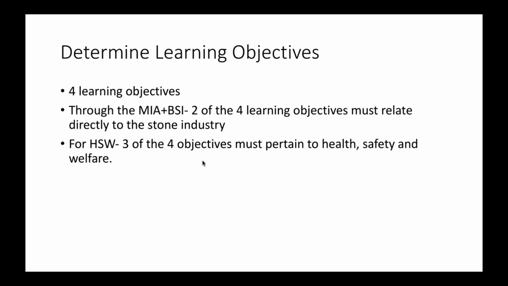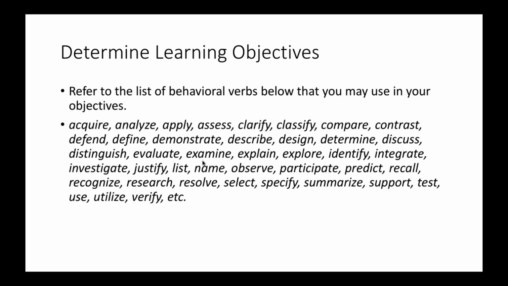For an HSW credit, 3 out of your 4 learning objectives must pertain to health, safety, and welfare. So when we've heard in the past that an HSW credit is harder to obtain, the way that we can obtain those credits is by being cognizant of those health, safety, and welfare keywords when we're writing our learning objectives. So we need to make sure that 3 out of the 4 talk about something to do with health, something to do with safety, or something to do with welfare.